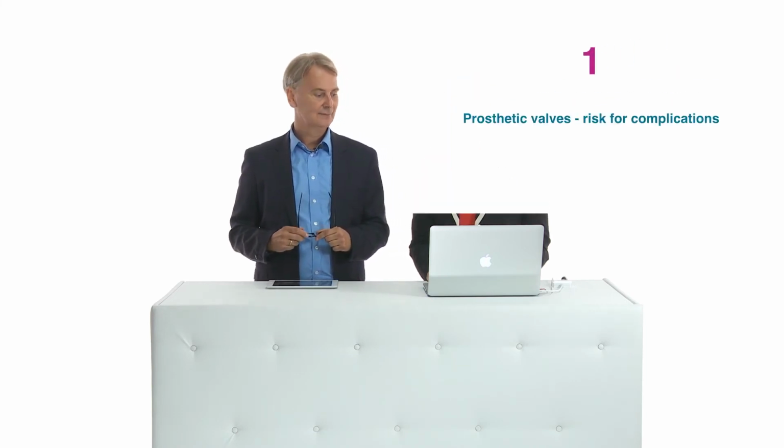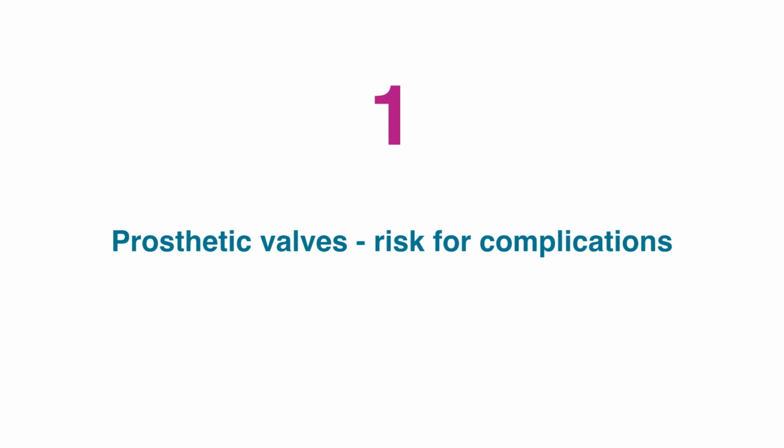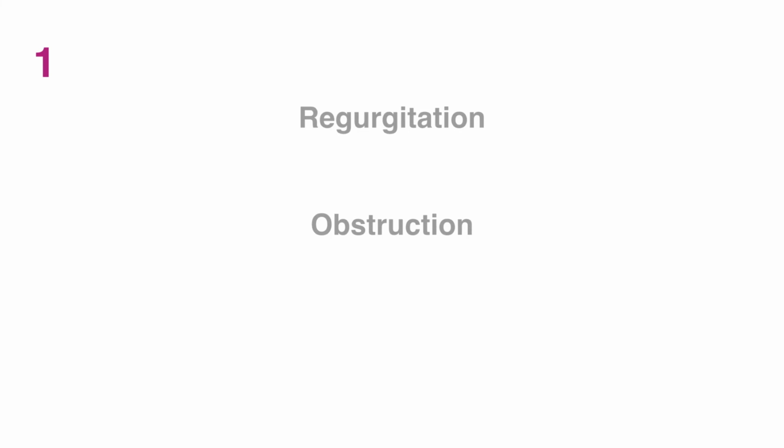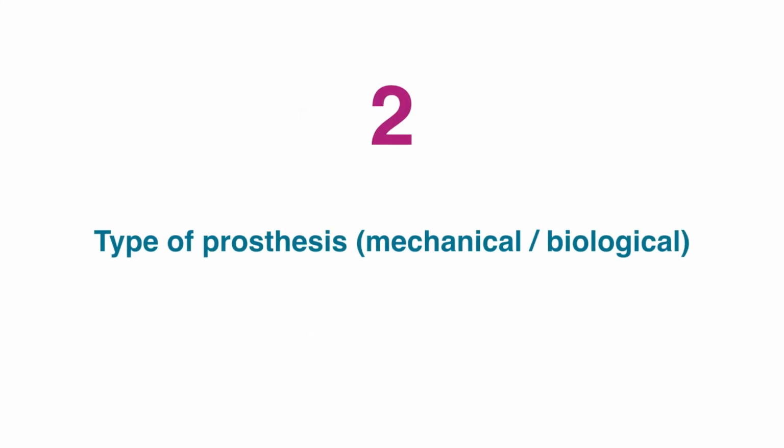This basically concludes our chapter. We still want to highlight once more all of our teaching points. Jutta. Well, first of all, prosthetic valves carry a lot of risk for complications, especially for regurgitation, obstruction, and endocarditis. Two, there are different types of prostheses. We have the mechanical valves and the biological valves.